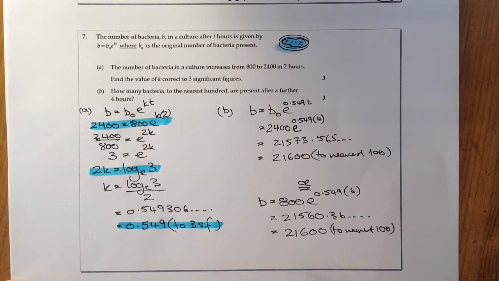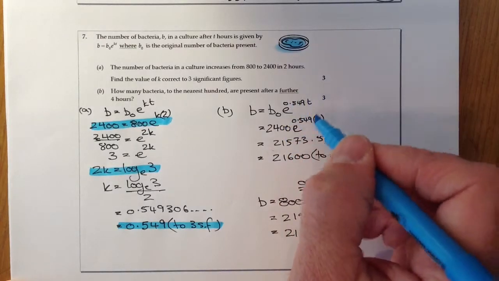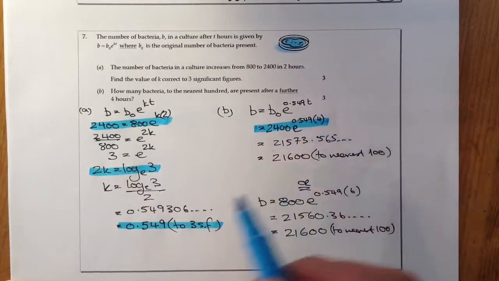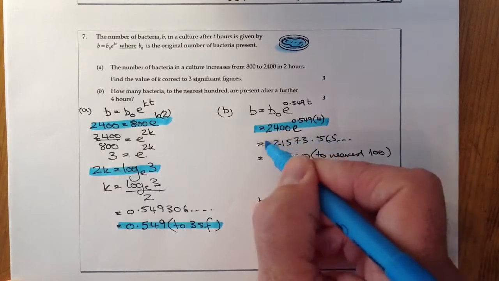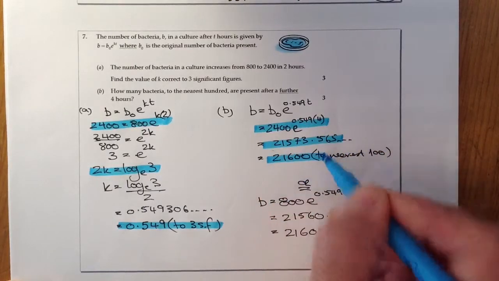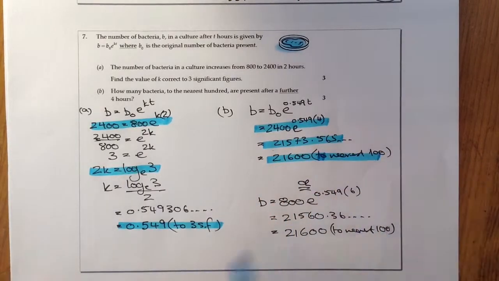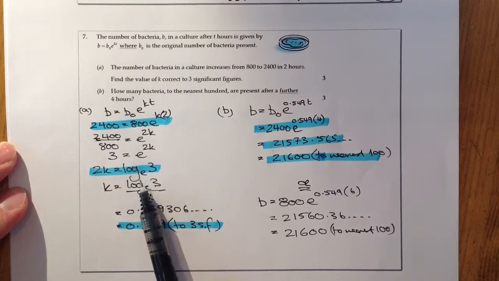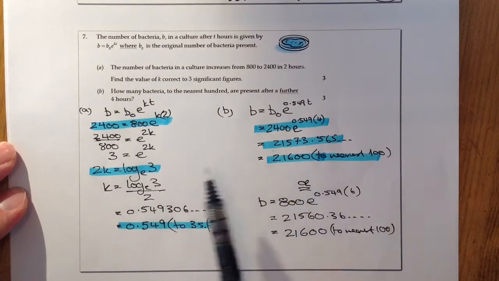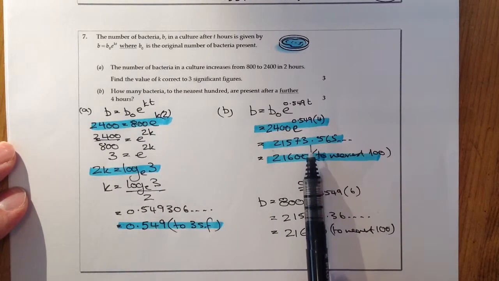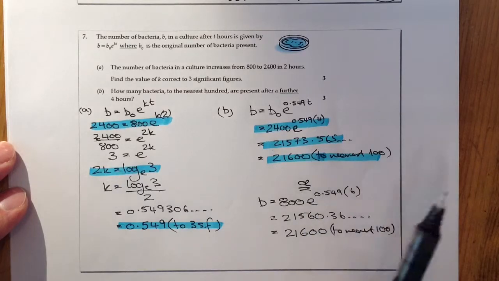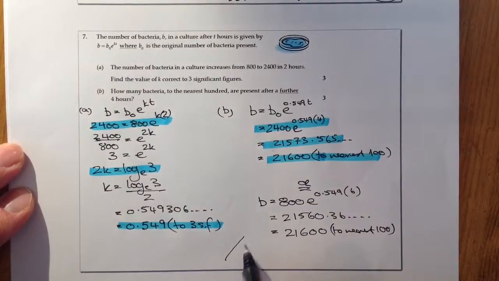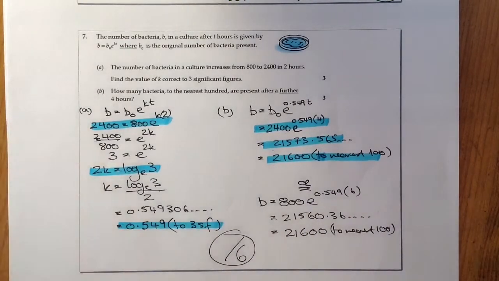And for part B, I'll go for 1 mark for setting up this part here, 1 mark for that, and 1 mark for that to the nearest 100. So that'll be 3 marks. What we're testing is that we can use logs and log to the base e, and that we can use the exponential button on the calculator. So we've got a total of 6 marks.